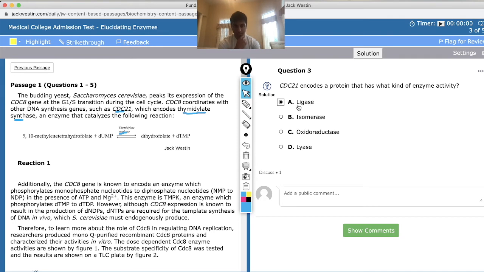Right? And so ligase forms new bonds, and the synthase is a form of a ligase. So you just have to know that synthase is a form of a ligase. So that's how we answer that question.